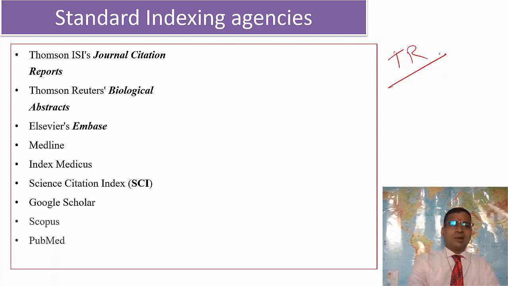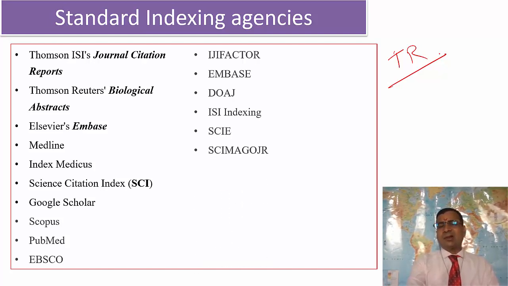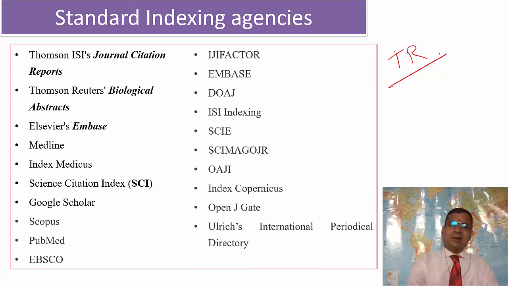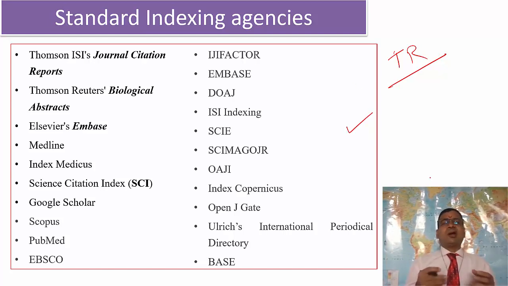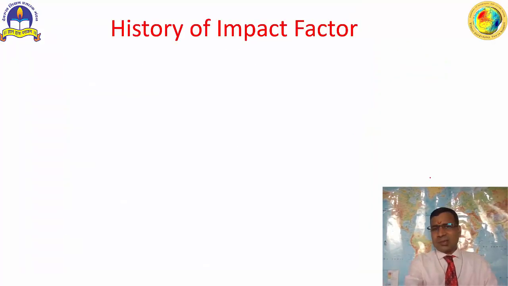Then Scopus, PubMed, EBSCO, then IJI factor is one of the important indexing agencies. Embase is there. Then DOAJ, ISI indexing, Psi, then SCImago JR, OAJI, Index Copernicus, OpenJGate, then Ulrich International Periodical Directory, and BASE. These are some of the important indexing agencies. We are not going to discuss in detail these standard indexing agencies.